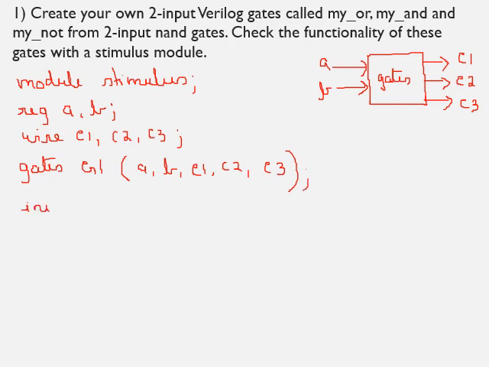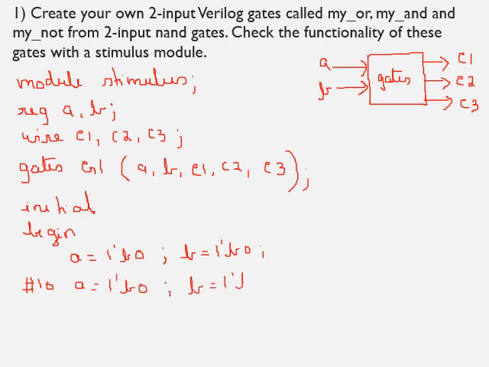So now applying the stimulus, there are two inputs. So I will take all possible combinations of the two inputs. First I will take A 0 and B 0. Then after a delay of 10 time units, I will take A 0 and B as 1. After another time delay of 10 units, I will take A 1 and B 0. Finally, the last combination, that is A 1 and B 1. Okay.